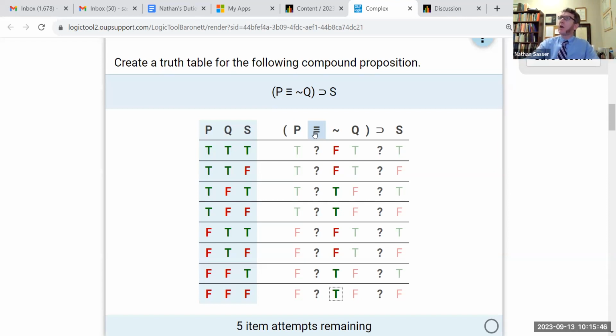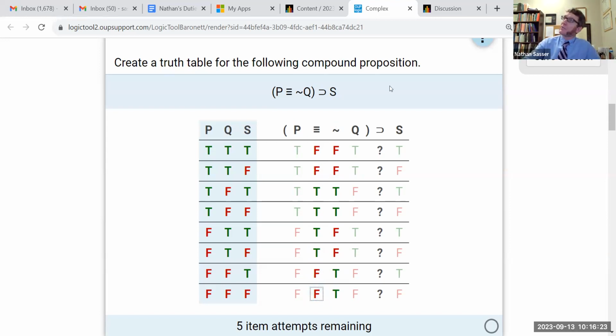Now with the triple bar, it is going to be true if both sides are true or both sides are false. So if they've got the same truth value on both sides, then the triple bar is true. But if it's a mixed bag, then it's false. So here we've got a true and a false, so the triple bar is false. True, false, triple bar is false. True, true, triple bar is true. There's a false, false. That makes the triple bar true. And here's a mixed bag again, so the triple bar is false.